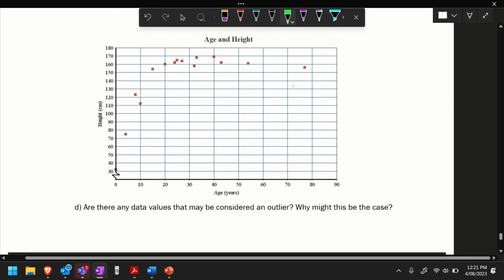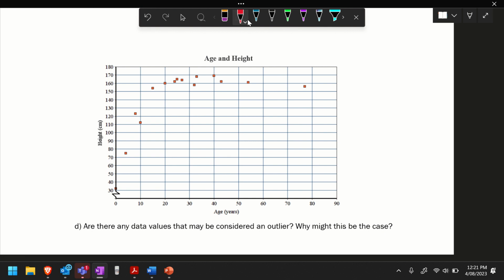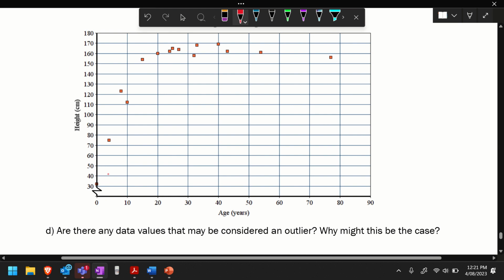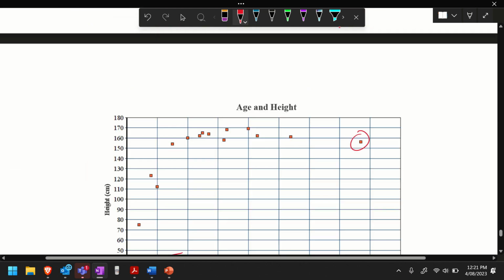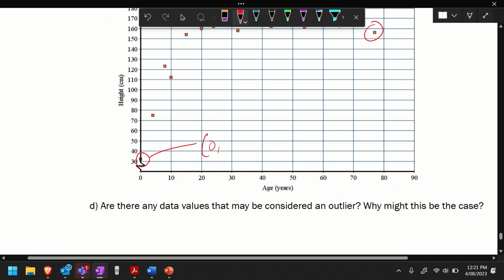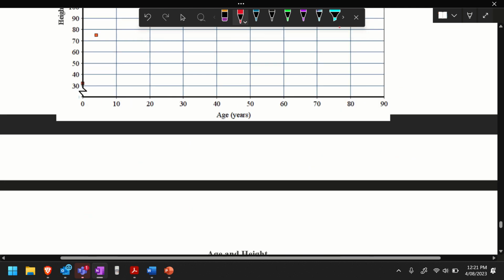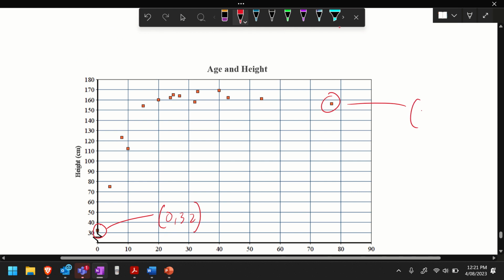All right, next question. Are there any values that might be outliers? Does anyone find the 2 possible outliers here? Yes, Chris, what was one of them? I'll go with the 0, 32. Okay, good. So let's circle them here. And I want you to write the coordinates. So just practice doing the coordinates for it. You can use your data from the table, but I think it was 0, 32. And this one here was it 77, 156? Yeah. So just practice doing the coordinates for it.